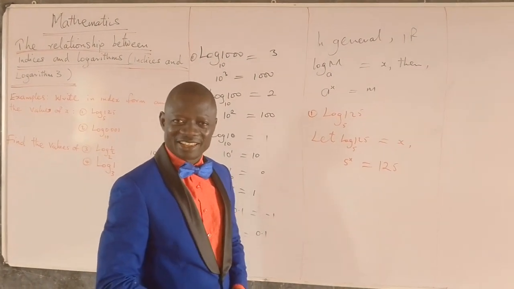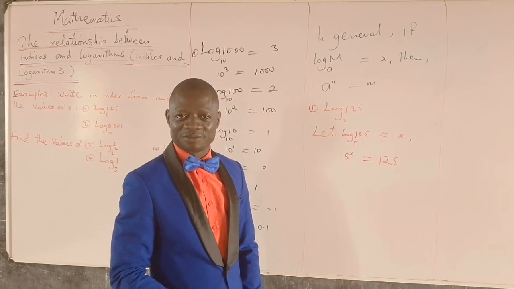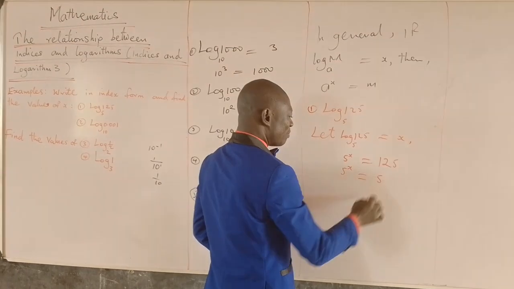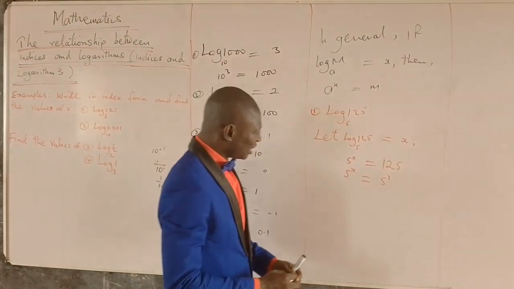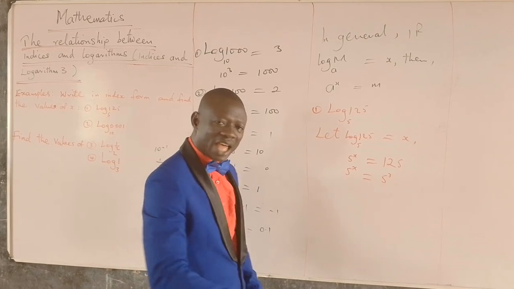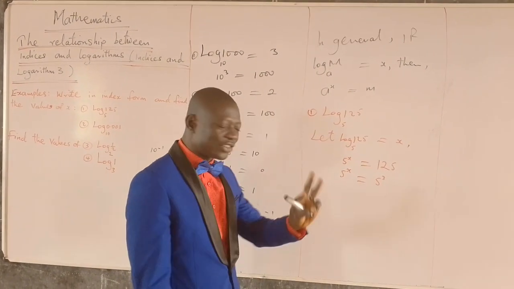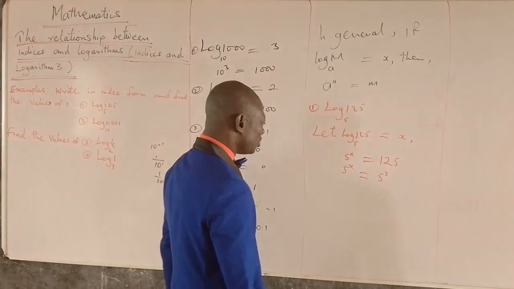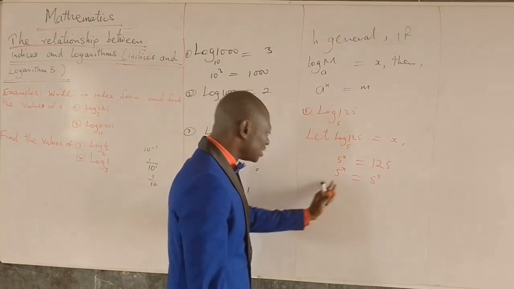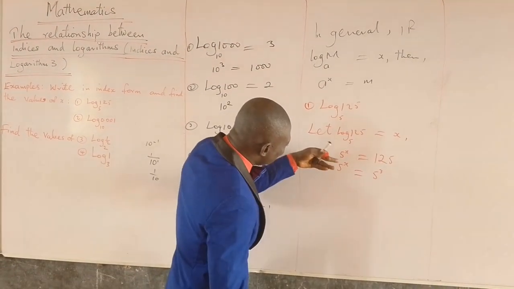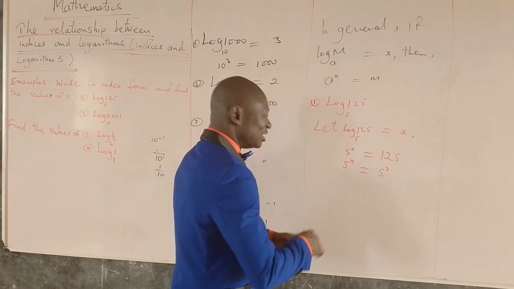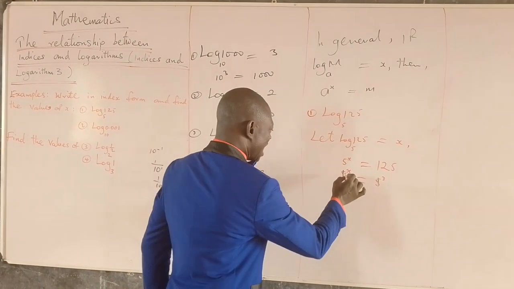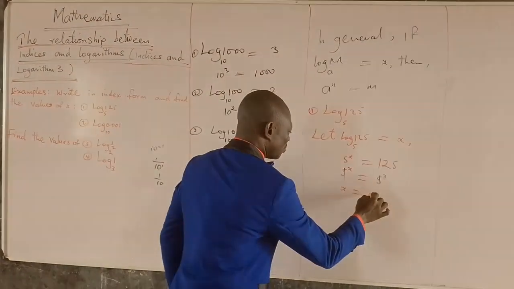I think there's no problem there. We can solve the equation of indices as we have done before. So we say 5 raised to the power x is equal to 5 raised to the power 3. Remember that 125 is 5 times 5 times 5. If the bases are equal, then the indices are equal. They are 5, 5, so we cancel out the base and equate the indices. We are now going to say that x we are looking for is equal to 3.